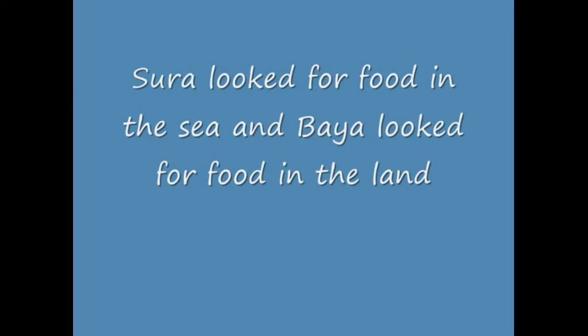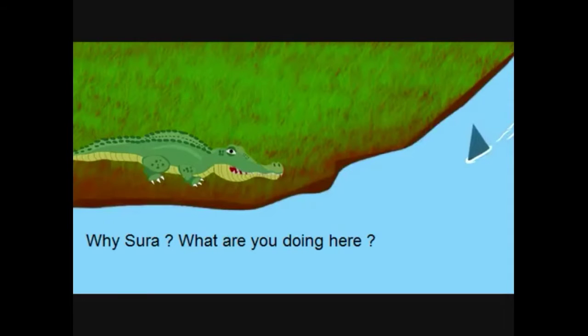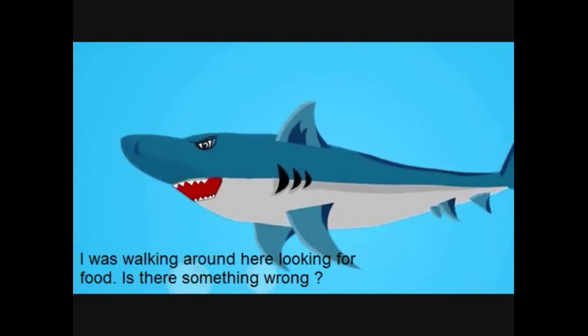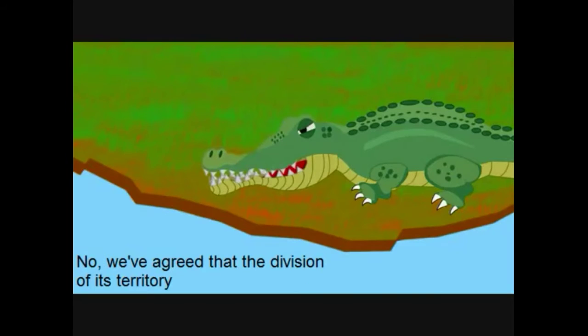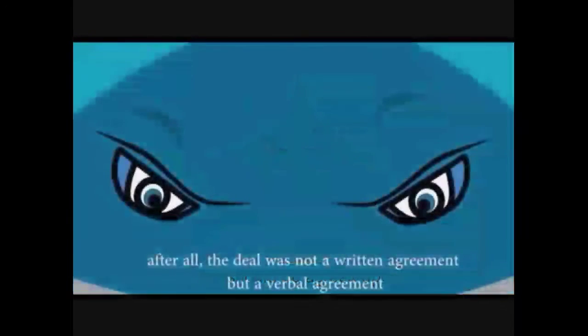Sura looked for food in the sea, and Baya looked for food on the land. But one day Sura went to the river because there was not much food in the sea. Why, Sura? What are you doing here? I was walking around here looking for food. Is there something wrong? No. We've agreed on the division of the territory. What should be agreed upon? After all, the deal was not a written agreement, but a verbal agreement.